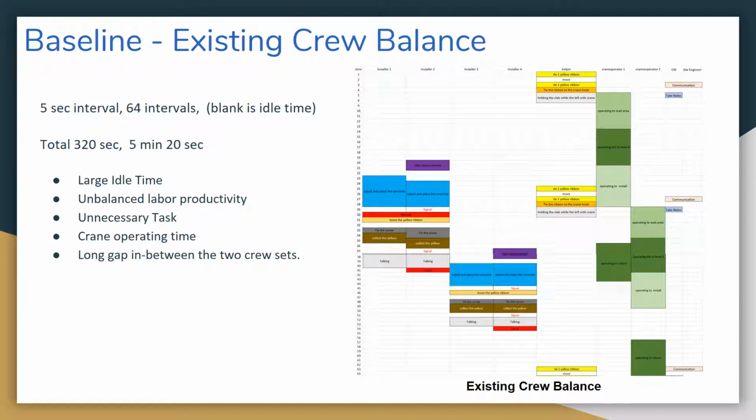An existing crew balance is shown below, with an interval of 5 seconds, a total of 64 intervals, and a total time of 320 seconds. With this existing crew balance, we find there are many issues such as large idling time, unbalanced labor production, unnecessary tasks, long crane operation time, and a long gap in between the two crew sets. We will use the following strategies to target these issues.